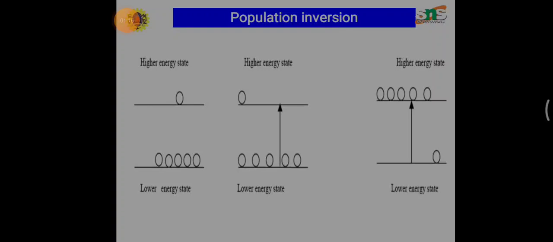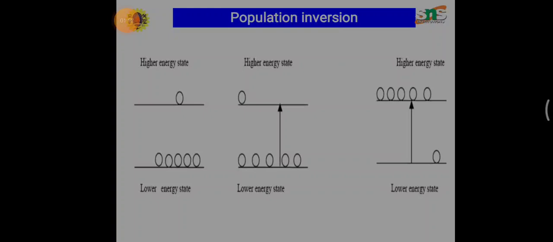Now let us discuss population inversion. Consider a two energy level system, E1 and E2. See the diagram. Suppose a photon of energy equal to the energy difference between the two energy levels is incident on the system. Then there is an equal chance for stimulated emission and absorption to occur. In this situation, the chance for emission or absorption depends only on the number of atoms in the ground state and in the excited state.